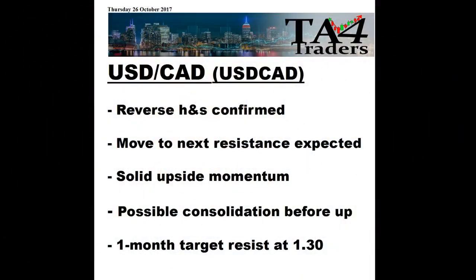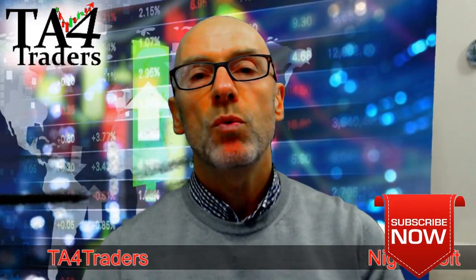So that's been TA for Traders, having a look at the loonie, US dollar versus Canadian dollar. The conclusions from the charts is that the reverse head and shoulder is confirmed. Move to the next resistance expected, which is at 130. We have got solid upside momentum, but perhaps because of the extension away from the moving averages, we may get some consolidation before we move up to that 130 level.